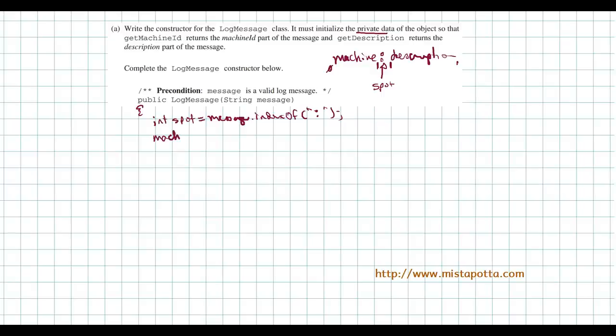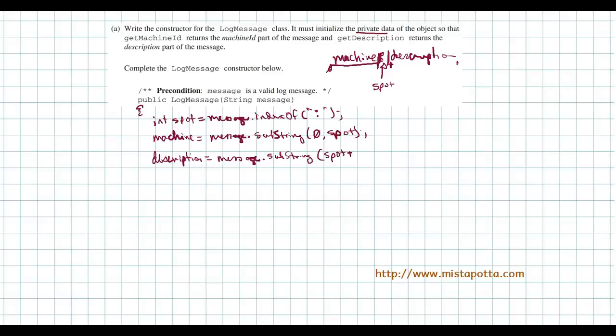So I can say that machine is going to get whatever message dot substring starting at 0 and going to spot. And that's going to take care of everything up to this point. Now, what's important to note is that when I want the description, I want after spot. So description is going to be message dot substring starting at spot plus 1. And I could put message.length, but remember that if I just give substring 1 parameter, it automatically goes to the end of the string. So we're good. It's a very simple way to do the constructor for this log message class.